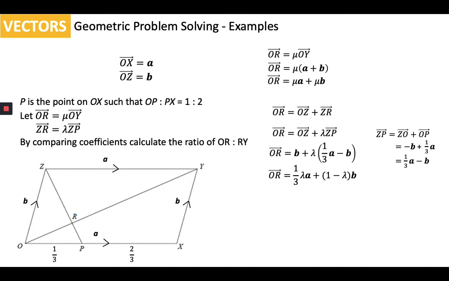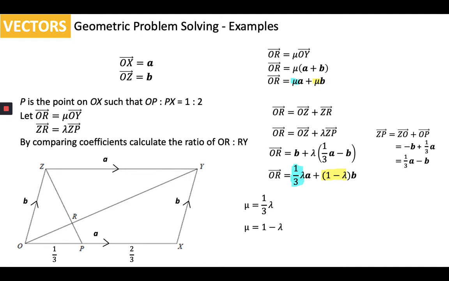Now this is the clever bit. This expression is for OR. This expression is also for OR. That means I know that my coefficients of A and my coefficients of B have to be the same. And so now I've got a clever way of being able to answer this question. I know that these two coefficients need to be equal to each other, and these two coefficients need to be equal to each other. And now I've formed simultaneous equations with two unknowns.